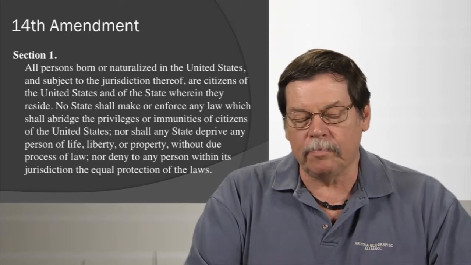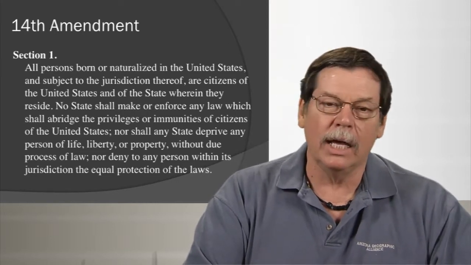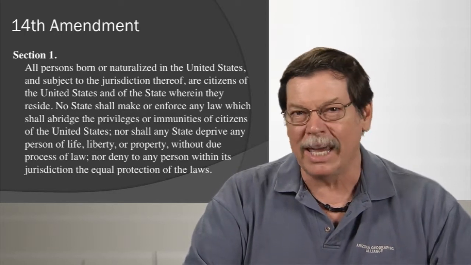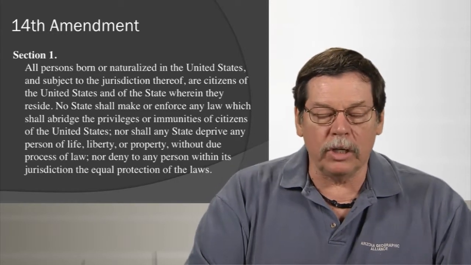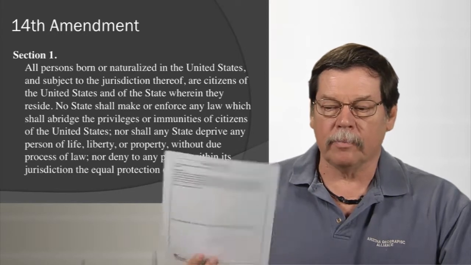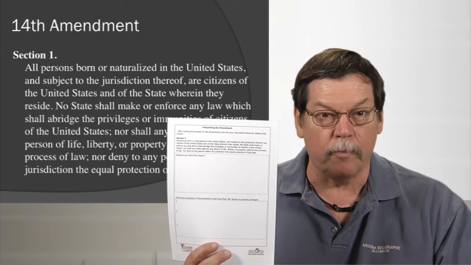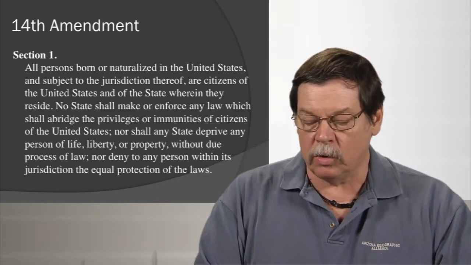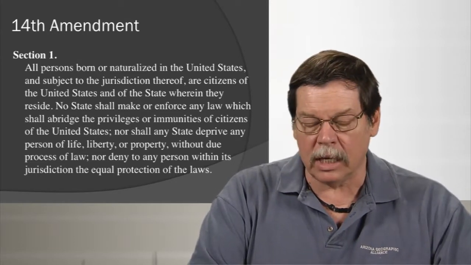And Section 1 basically covers the idea of not depriving anyone of property, life, liberty, without due process of law, or denying a person equal protection under the law. When we start this lesson, you're going to have a worksheet, and the worksheet puts before you Section 1 of the 14th Amendment, and you're going to have the kids write what they think that means in their own terms.